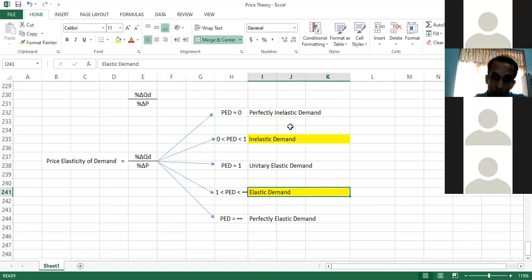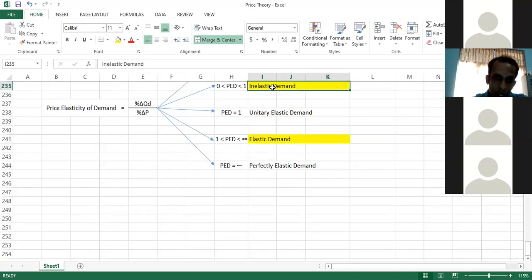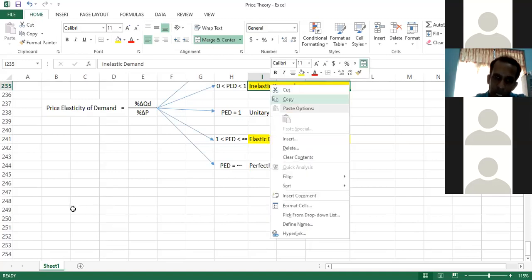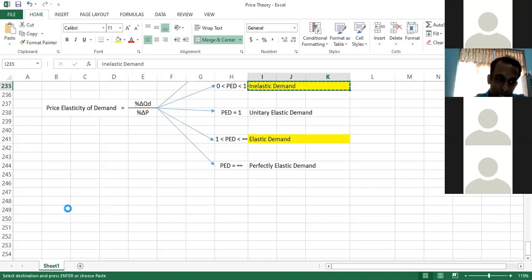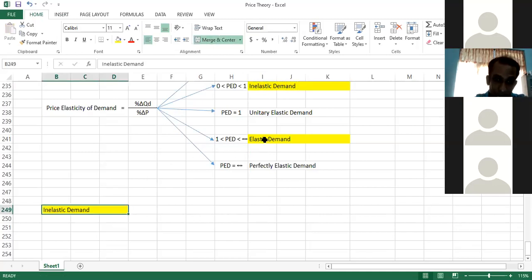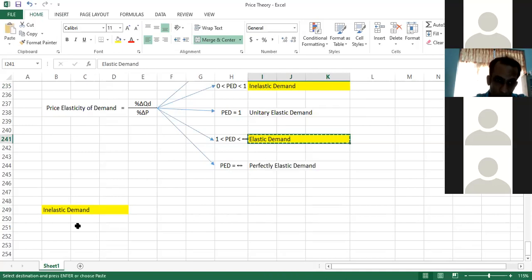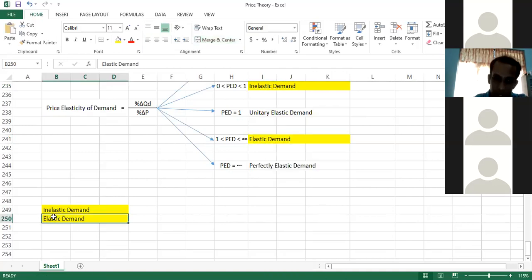So these are the 2 main categories, right? So it is important to know the meaning of these 2 categories. Actually, price elasticity is very important for business organizations, right? It's very important when they are making business decisions.